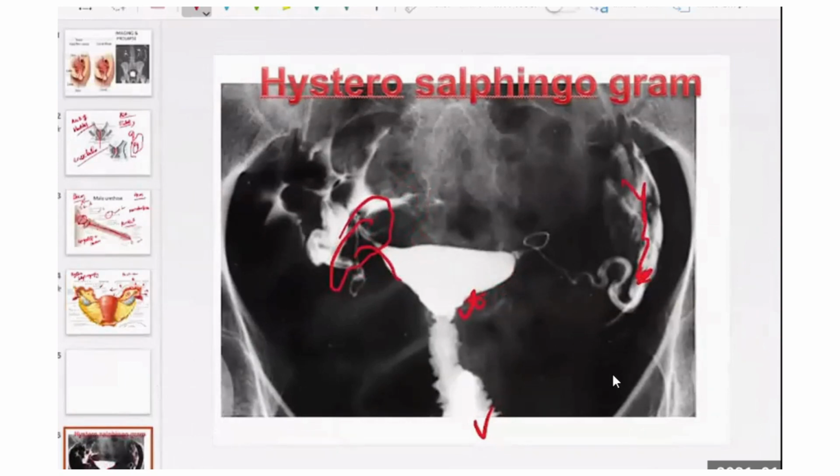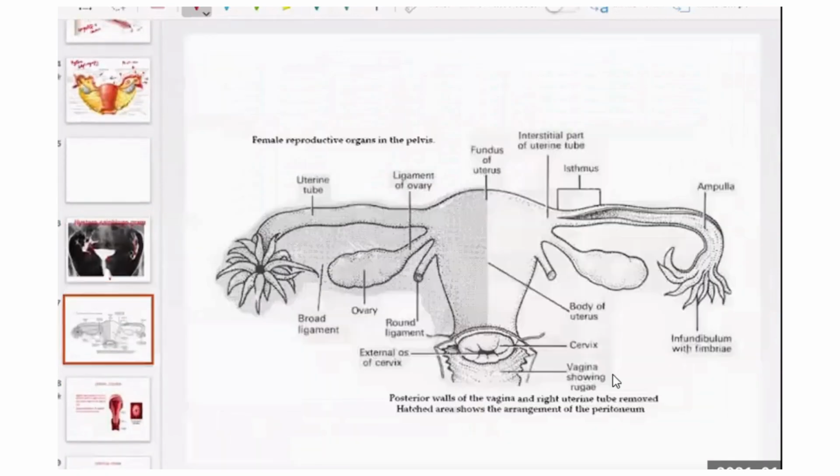Regarding the uterus, what are all the parts of the uterus? Fundus, body, and cervix. What is present anterior to the uterus? Bladder. What is present behind? Rectum. What is the pouch in front of the uterus? Uterovesical pouch. What is the pouch present behind? Pouch of Douglas.